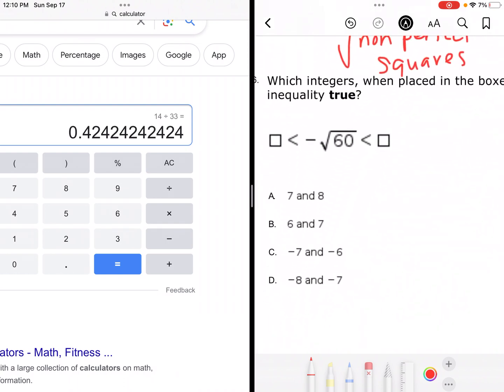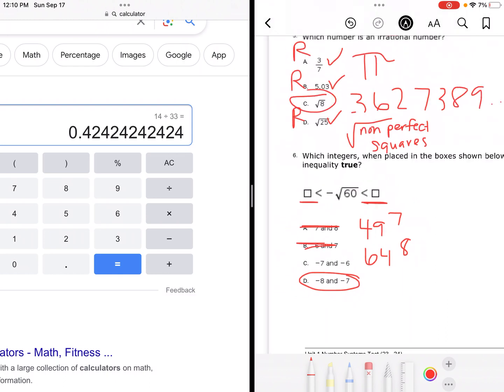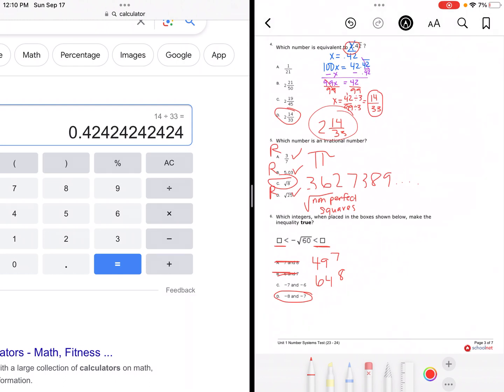For this one, I have two numbers between 60. I'm looking for the two integers where it would fall. So I know it has to be negative, so it can't be B or A. So I know that I'm looking for two values here. My perfect squares are going to be 49 and 64. So that's 7 and 8. So that's going to be these two. And I knew that because you had access to the multiplication chart.